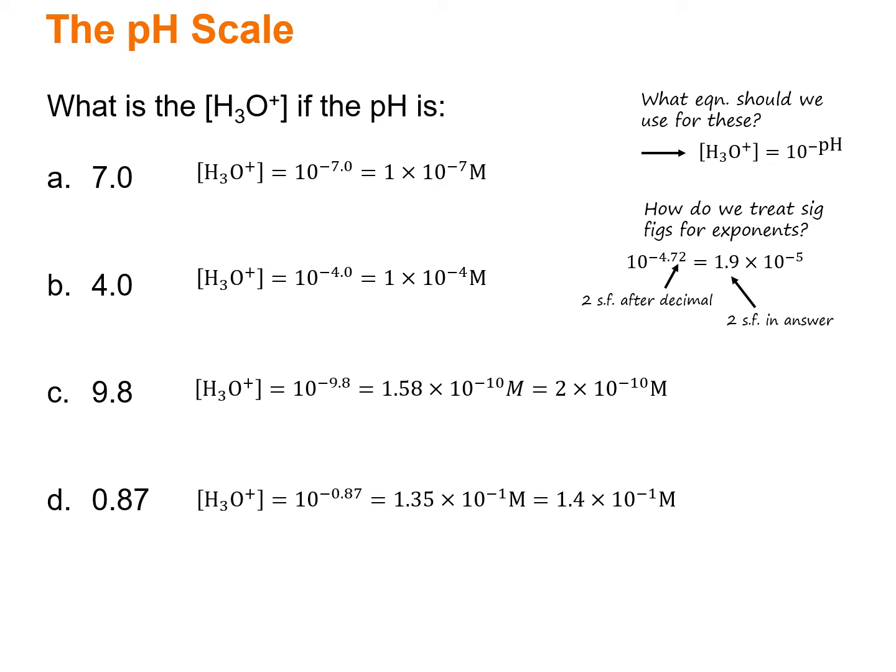For that last one, we have the hydronium concentration is equal to 10 to the negative 0.87. Notice we have 2 numbers after the decimal place there. That means we are going to have 2 sig figs in our answer for the hydronium concentration. So I calculated exactly, and it gives me 1.35 times 10 to the minus 1 molar, or 0.135. And then when I go ahead and truncate it for the correct number of sig figs, it just ends up being 0.14.